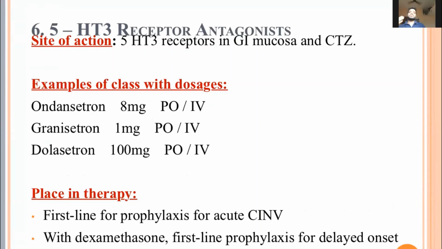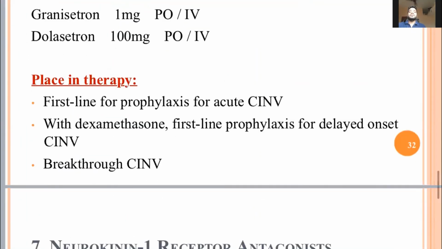We have these receptors. These receptors get blocked by this drug, and then the nausea and vomiting gets decreased. The drugs are ondansetron, which can be used at 8 mg per oral or IV, or granisetron or dolasetron. These are the same class, but with different potency and different characteristics. This can be used as first-line prophylaxis for delayed onset chemotherapy-induced nausea and vomiting.